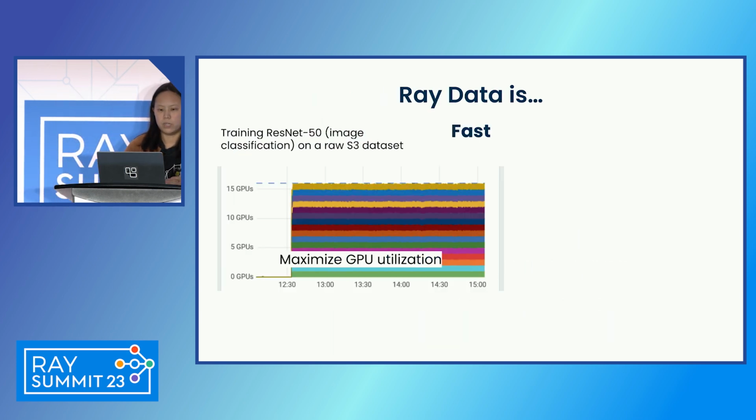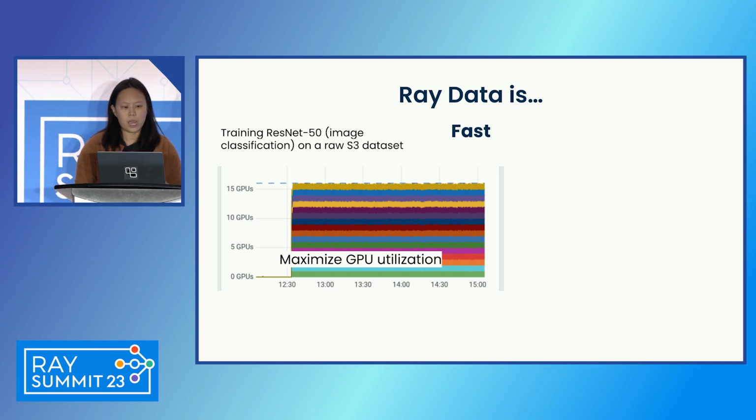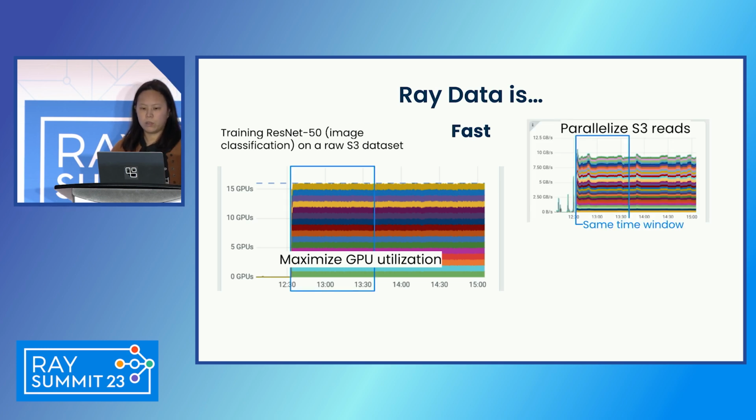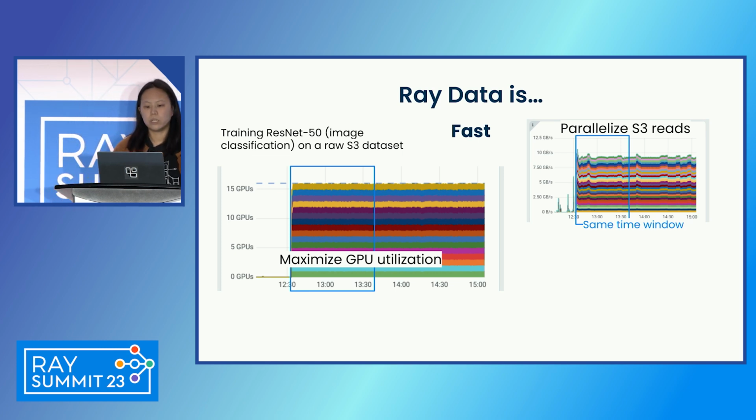So first of all, Ray Data is fast. Here, this is showing a plot of GPU utilization in a 16-node Ray cluster. And here, we're just training ResNet 50 on an S3 data set with a bunch of raw images in it. And what we can see here is that we're able to keep the GPU utilization at close to 100%, even for this relatively small model. One of the reasons we're able to do this is because Ray Data is actually loading all of this data from S3 in the background. And we're able to scale this out to keep up with the GPU utilization by parallelizing these reads from S3.